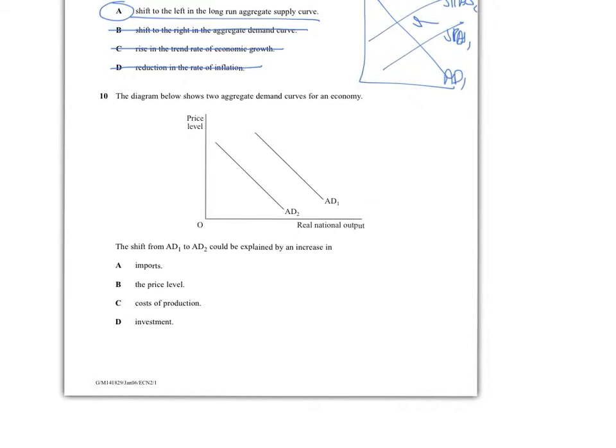Anyway, question number 10. So AD has gone to the left. Always do an arrow so you can make sure you don't get it the wrong way. What a waste of a mark that would be if you do it the wrong way. Okay.